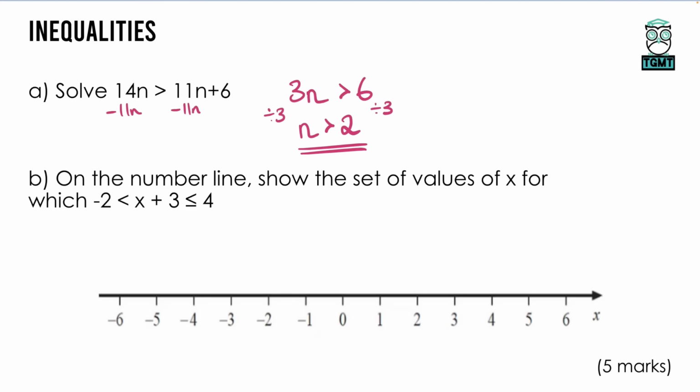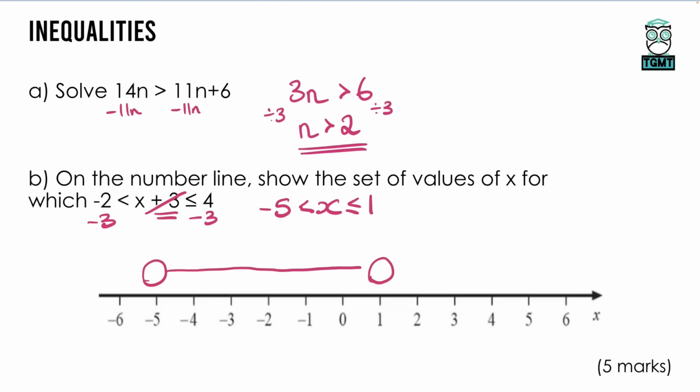For the next one, we have to draw this set of values on this number line, but we have this plus 3 in the middle. So before we put our circles onto the number line, we need to subtract 3 from both of these numbers to get rid of this plus 3. When we do that, our left number will be negative 5, and our right number will be positive 1. So now we can actually draw this. We can put the circles above those two numbers, negative 5 and 1.